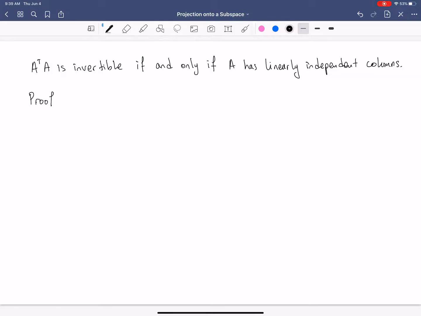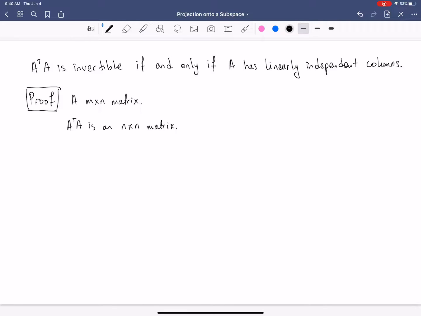So what is the proof of this statement? No matter what A is, so A is by assumption some rectangular matrix, right? So A is an m by n matrix. Could be square matrix, but we don't know, so we are assuming it's just a general rectangular matrix. And but you see, A transpose A is going to be an n by n matrix.